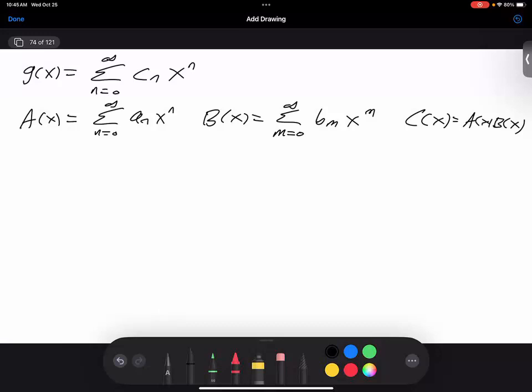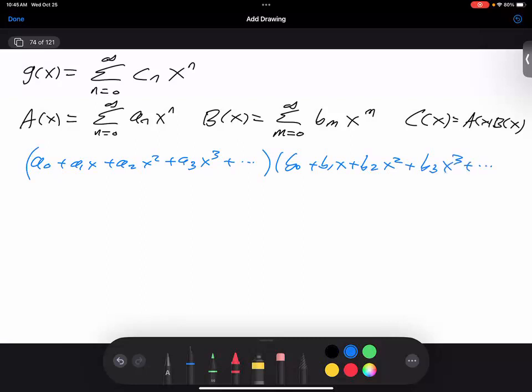Well, let's think, what happens when I multiply these 2 together? I'm going to have a0 plus a1x plus a2x squared plus a3x cubed plus dot, dot, dot. And I'm going to have b0 plus b1x plus b2x squared plus b3x cubed plus dot, dot, dot. And now I want to multiply. How can I get a constant term? What's the only way when I multiply things together that I can get a constant term? A0, B0. So A0, B0 is going to give me my constant term.